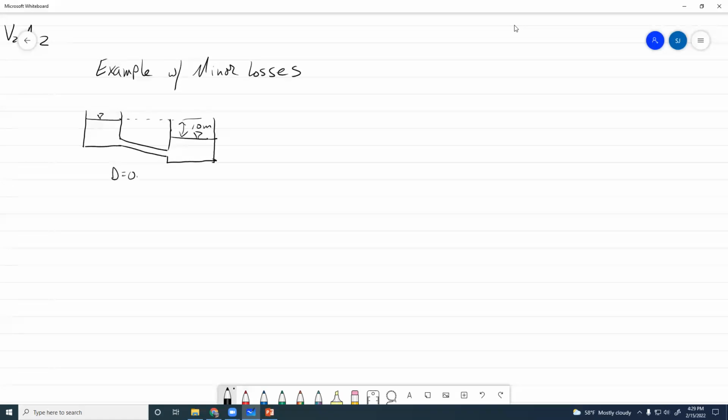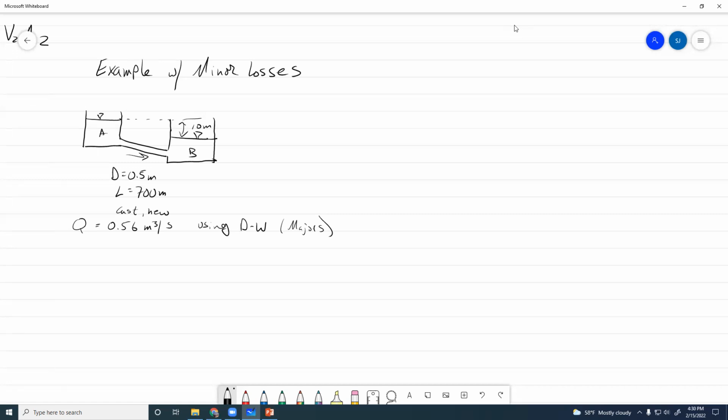We had a diameter of 0.5 meter. We had a length of 700 meters. And then this was a cast iron new pipe. And water flows from A to B. And we calculated this last time. We got a flow rate of 0.56 cubic meters per second using the Darcy-Weisbach approach to head loss. Now this is our major losses right here. All right, but now that we have this flow rate, let's actually calculate some minor losses here.